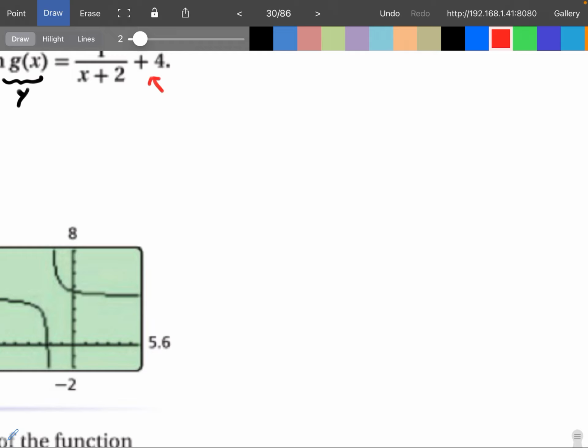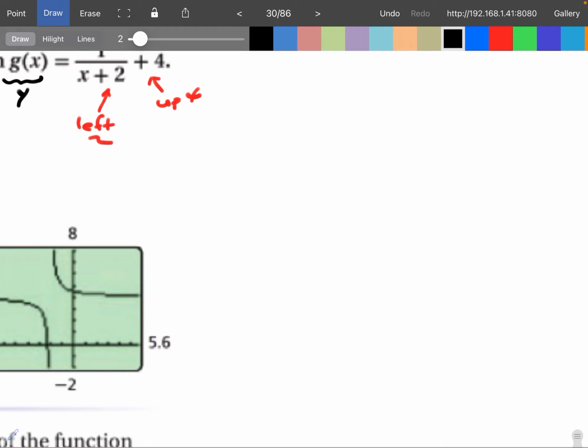Okay, so the +4 there, which way does that move the graph? What's that? Yeah, good. So that's up 4. And what about the +2 here? Good. That's the opposite way, right? It's a +2, it's actually left 2. So we're just going to take our basic graph of our inverse variation 1 over x, and we're going to shift it left 2 up 4.